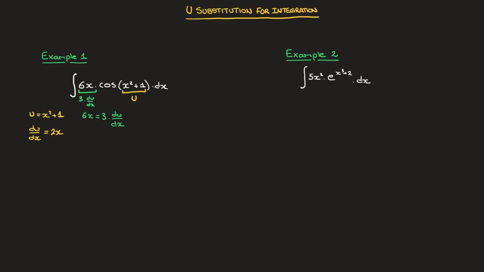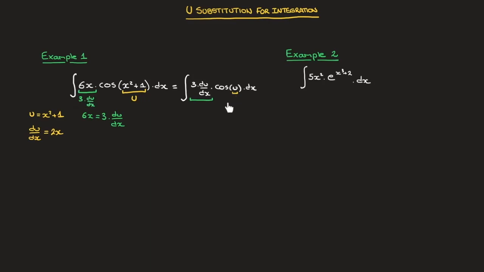The first thing to do is to rewrite our integral in terms of this new variable u. And here's what I mean. I can state that this equals to the integral of 6x, which I replace by 3 times du dx, times cosine of x squared plus 1, which becomes cosine of u. And we have our dx at the end here. And just to be clear, u was the function that was inside the composite function, and 3 du dx was the 6x that was multiplying the composite function.